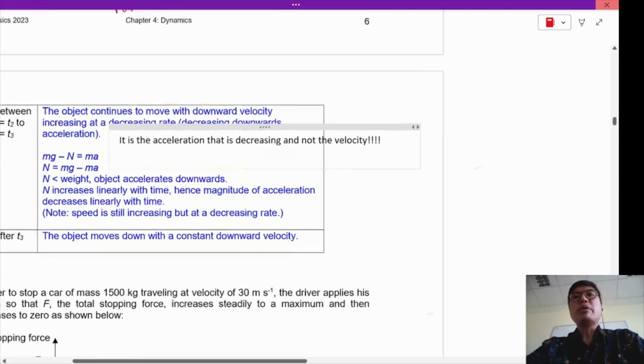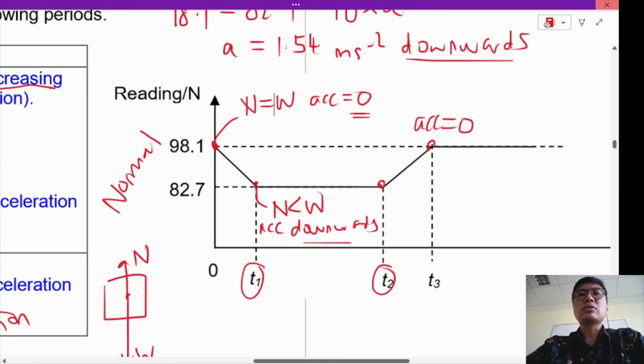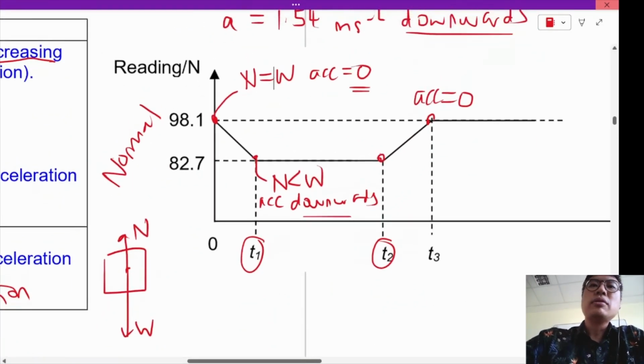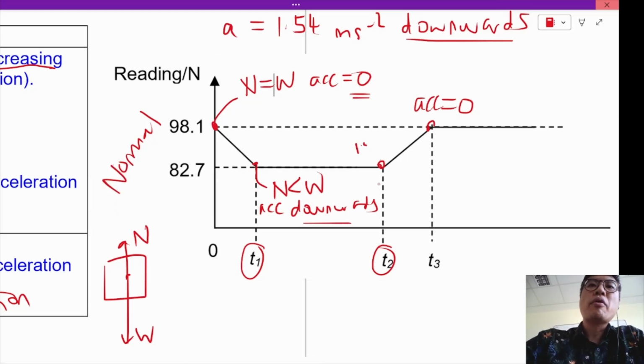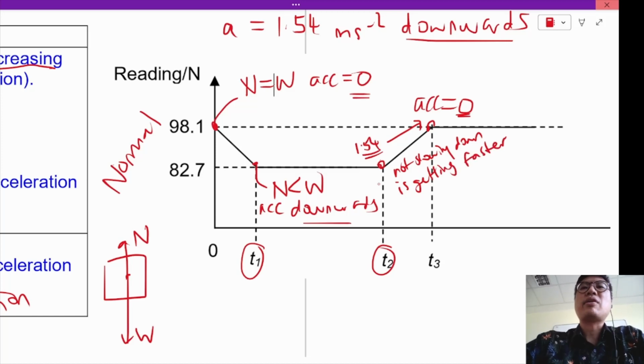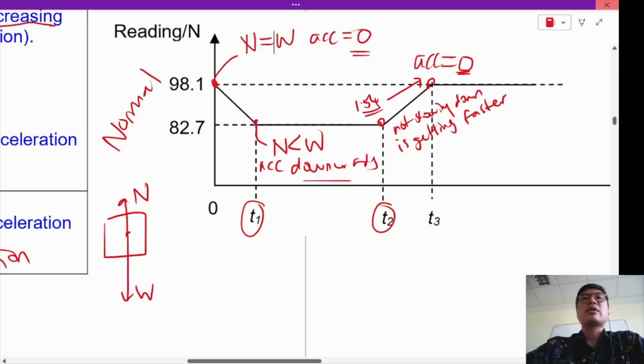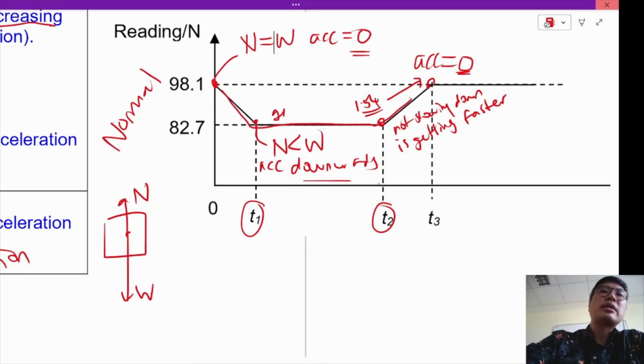What do I mean by that? The object is not slowing down. Over here, even though the acceleration is reducing from 1.54 to 0, the object is not slowing down. In fact, the object is getting faster instead. How can an object get faster when the acceleration is decreasing? Because everywhere along this line, it is getting faster.